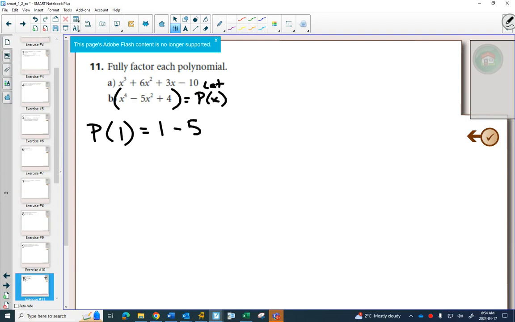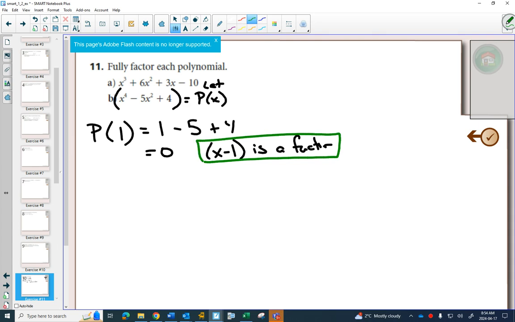I get 1 minus 5 plus 4. Oh, how lucky we are. We get 0 right away. So if 1 works, that means x minus 1 is a factor. And I find that writing this step out really helpful. So for those of you that didn't hear which questions, I said I'd write them down as well. You circle 5, 9, 10B, and 11. But we'll continue to do 11B together.